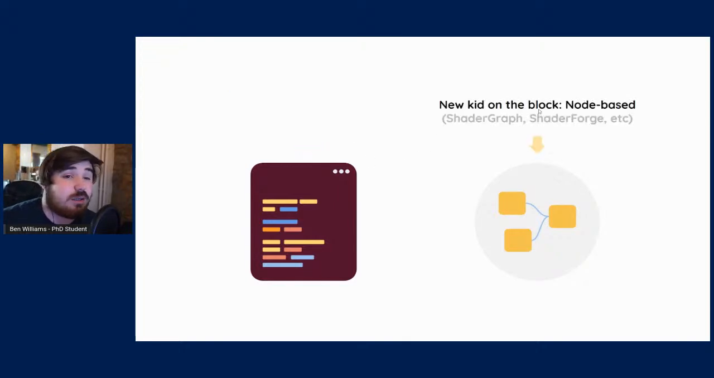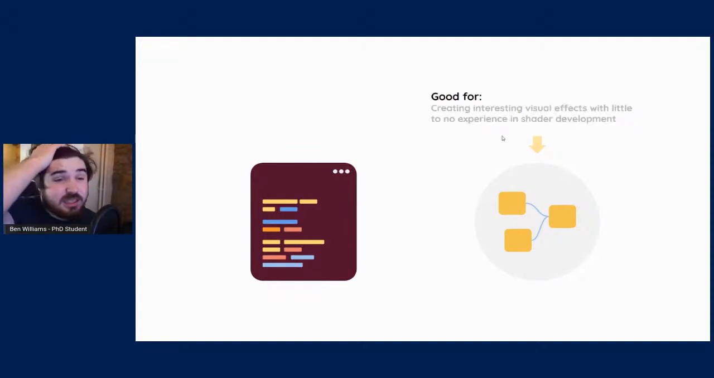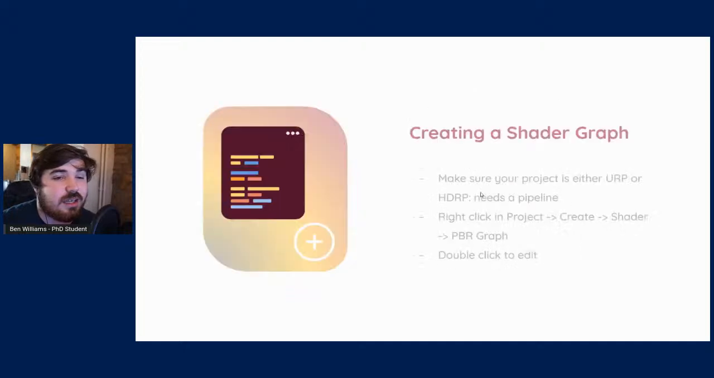The other way, the new kid on the block, is node-based. So things like Shader Graph, Shader Forge, I think there's Shader Frog. What's that other one? I think it's called Shader Toy. I don't think Shader Toy is node-based, actually. Ignore me. But basically, node-based shader editors. There's all different kinds out there, and one of the leading ones is Shader Graph. So this is very good for creating visual effects with barely any experience in shader development, because it's quite intuitive and it allows you to create visual effects very quickly and easily.